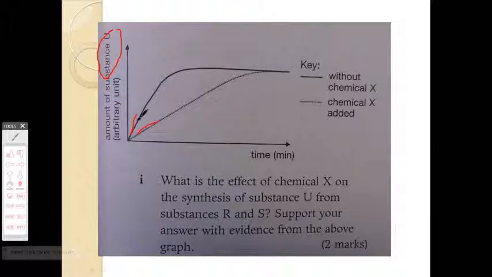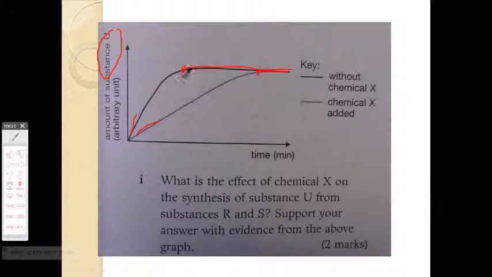The slope means reaction rate. So without chemical X, the reaction rate is faster than with chemical X, and they reach the same equilibrium. So it means that at the end of the reaction, they have the same amount of product. And you can see the time when they reach the equilibrium. At this one, without chemical X, it reached the straight line at this point, but for this curve, it reached the horizontal line here.